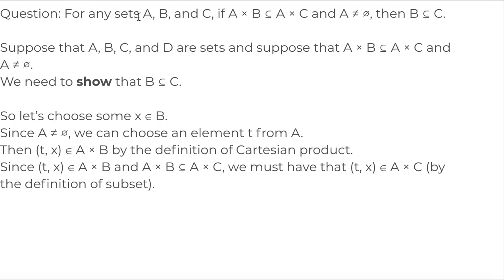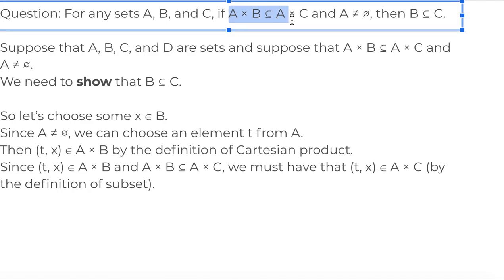For any sets A, B, and C, if you're given a statement that the Cartesian product of A and B is a subset of the Cartesian product of A and C, and you're given that A is not an empty set, then B is a subset of C. So if you're given A cross B is a subset of A cross C, then B is a subset of C, right? So let's start.